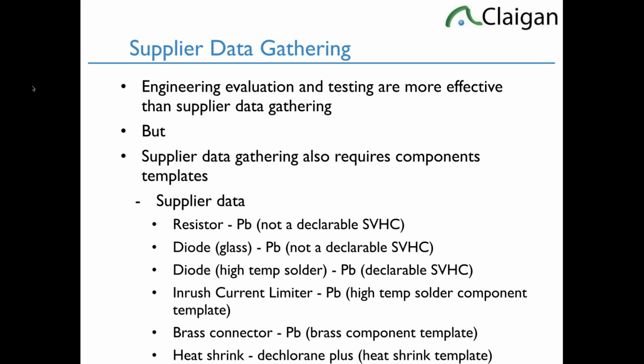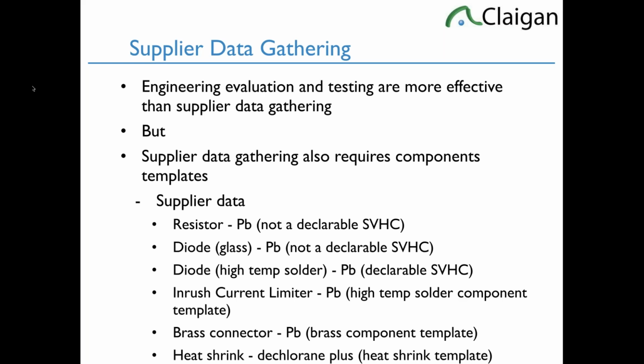Not a declarable SVHC. I have lead exemption 7A, not 7C1, in my high temp solder, my diode. That is lead metal, a lead alloy, not leaded glass. That's a declarable SVHC, so we'll use the high temp solder component template. I have an inrush current limiter, which is high temp solder, same as the one above. We just use the high temp solder component template.